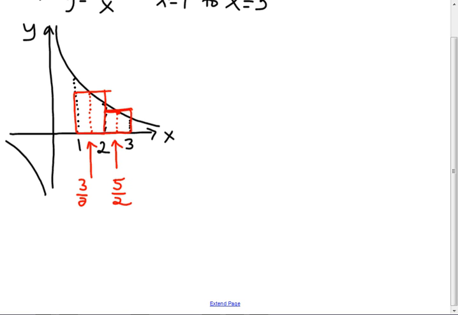So the area of this rectangle is the base, which is 1, times f of, what value am I going to put in to find my height? 3 halves. I want to do it this way because it's easier than doing decimals. You will see. And the next base is 1, and this height is f of 5 halves. We're only going to do 2 rectangles.